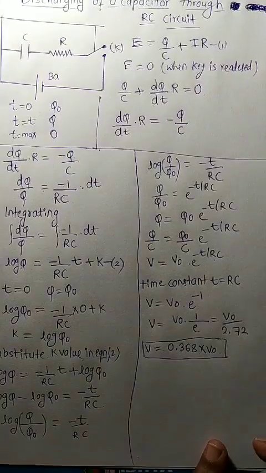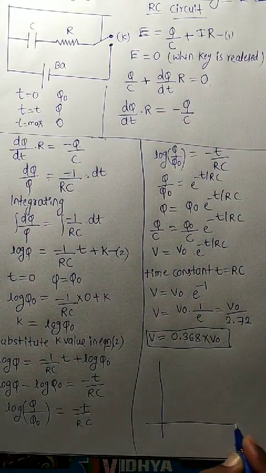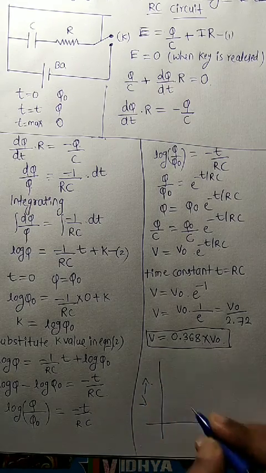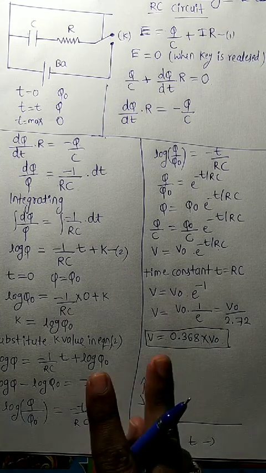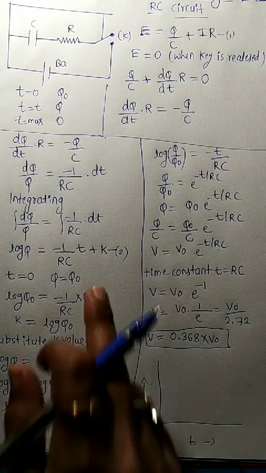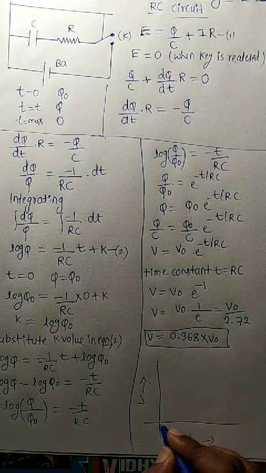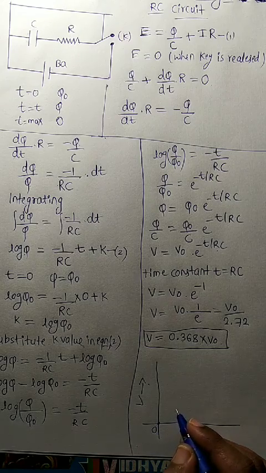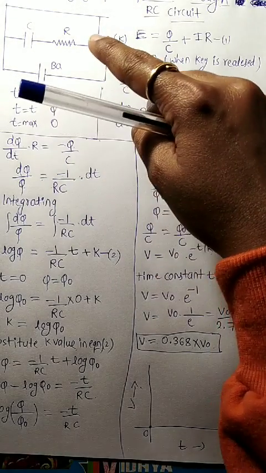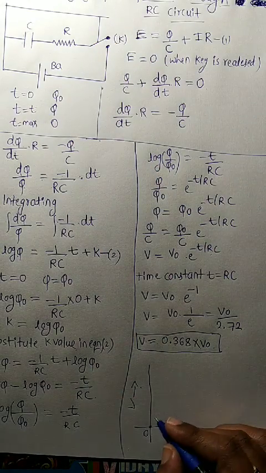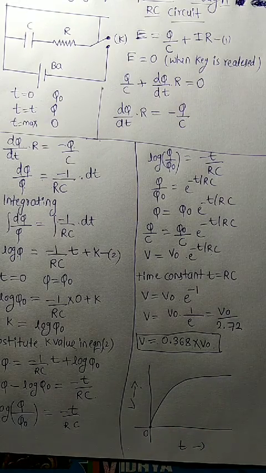I will draw a diagram here so you can completely understand. If I draw the graph of the voltage across time for an RC circuit, two cases will come: one is charging of a capacitor and another is discharging of a capacitor. While charging, it starts at zero voltage. Charging means you are closing the key, so the voltage goes on increasing and finally reaches the maximum value. This is the charging graph.